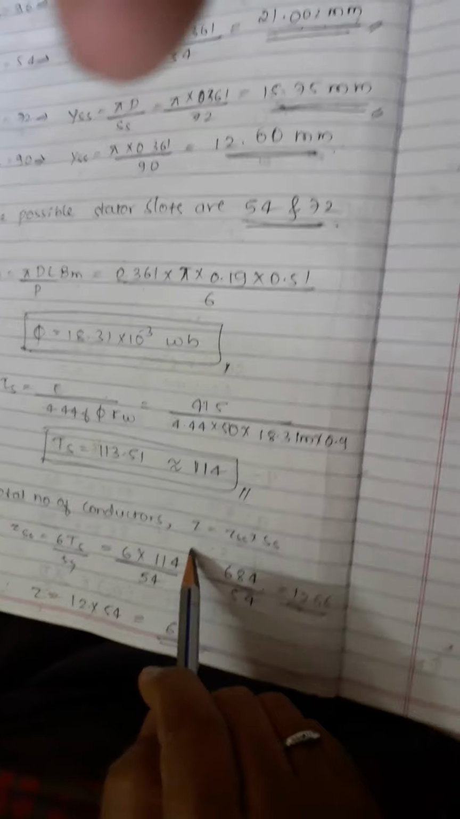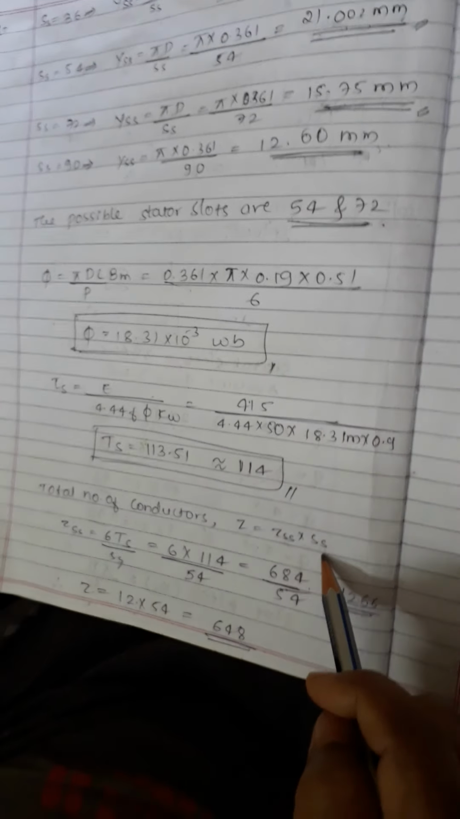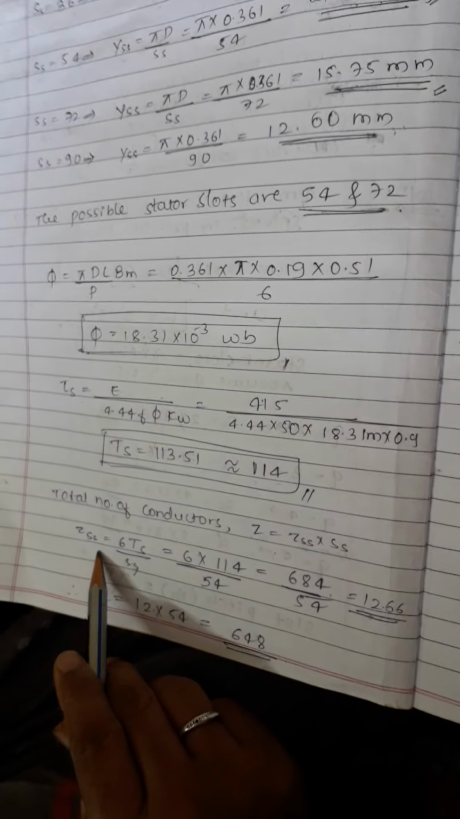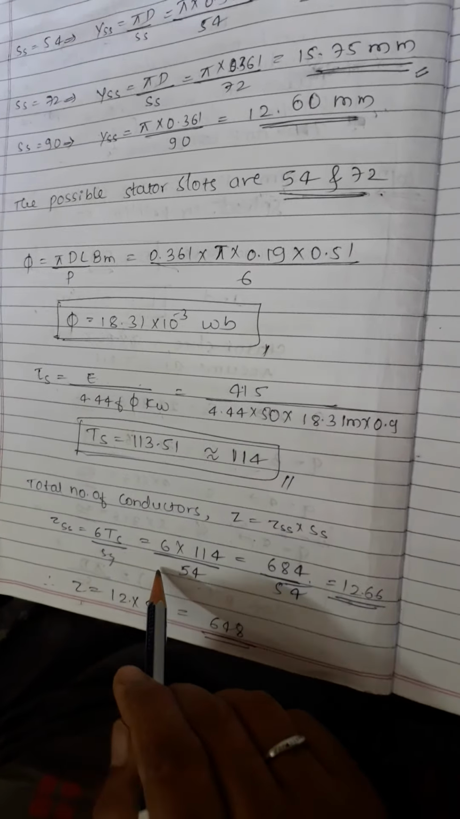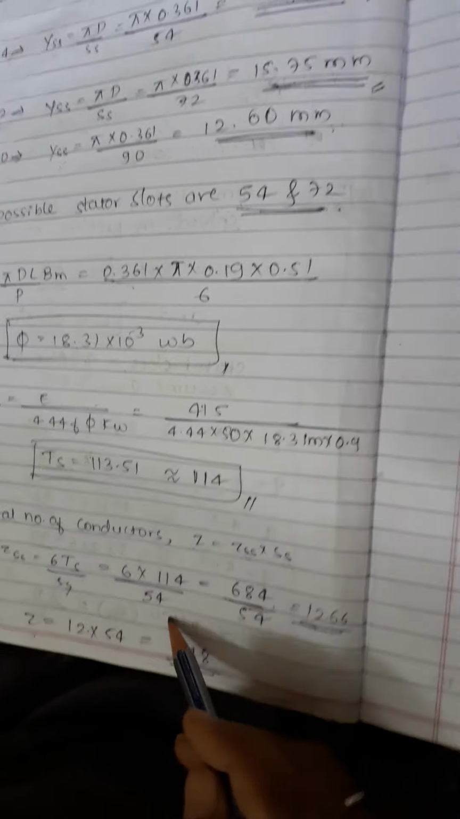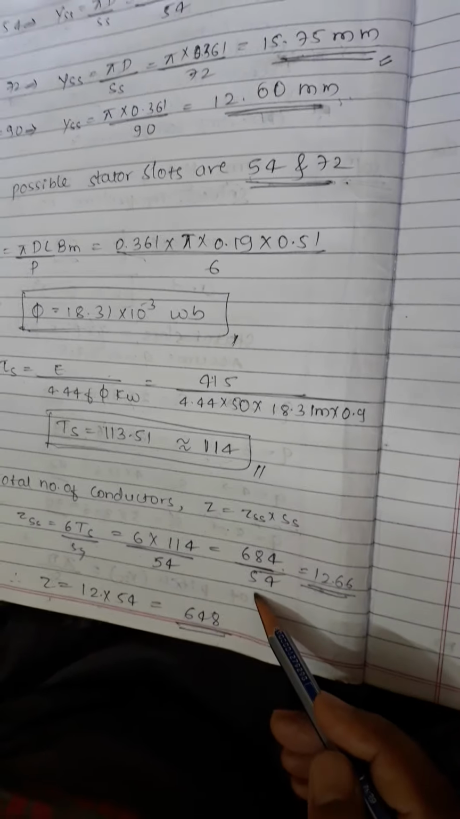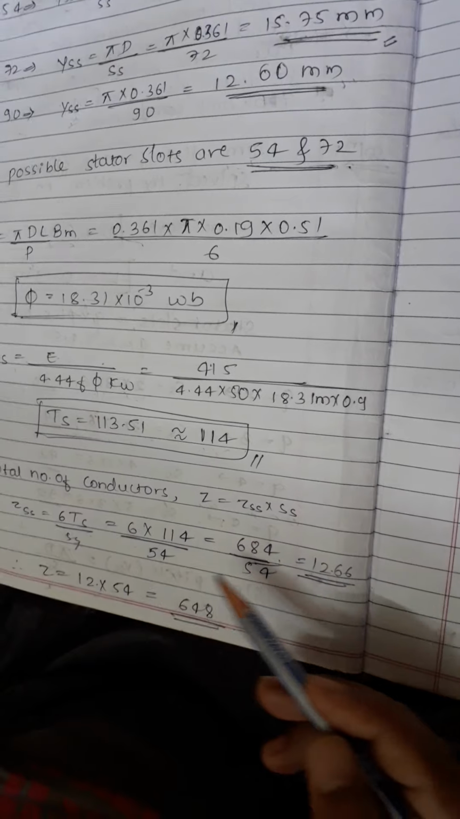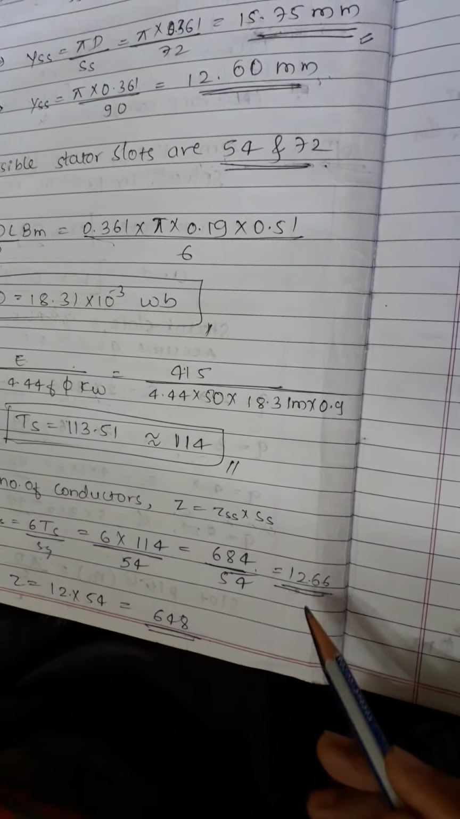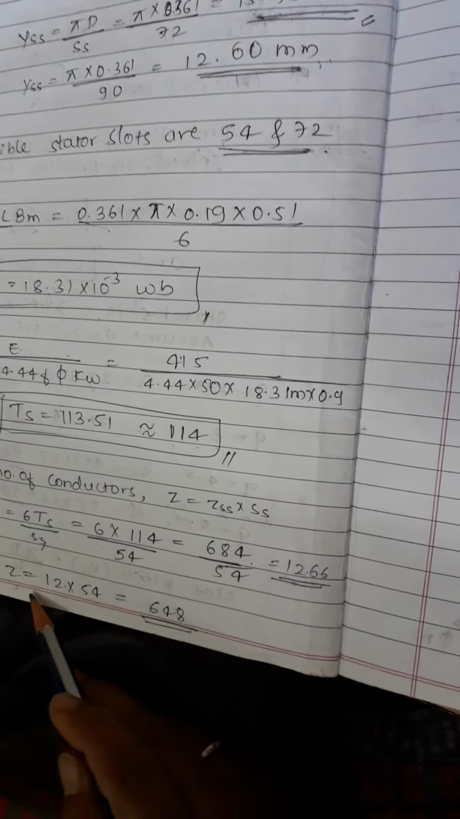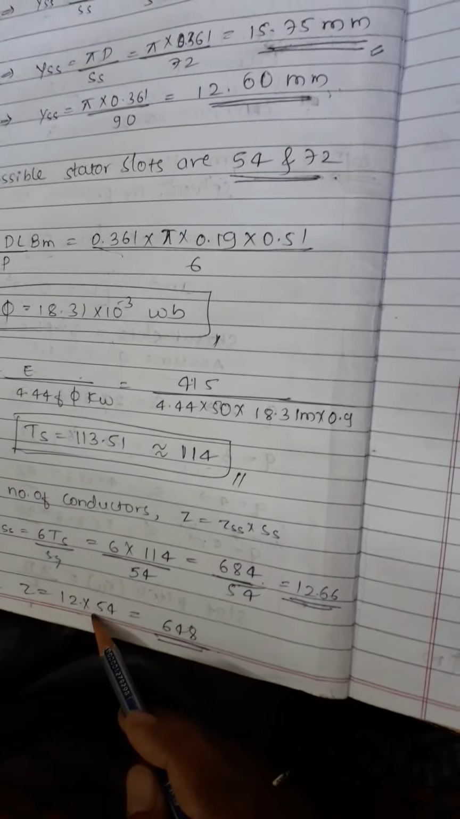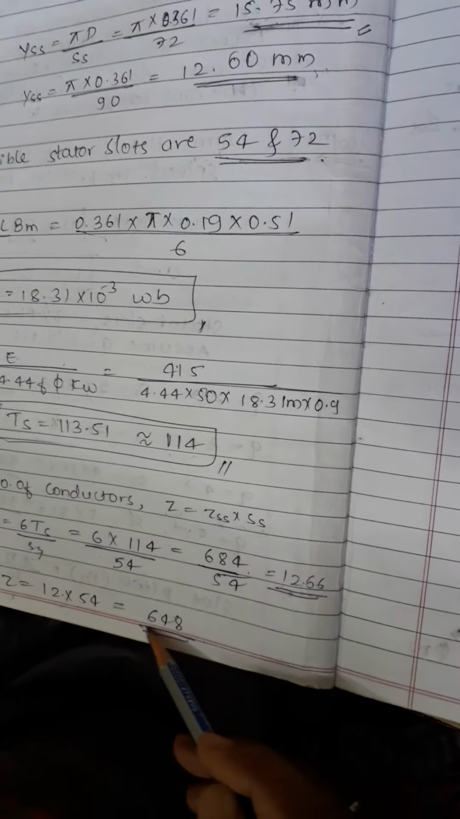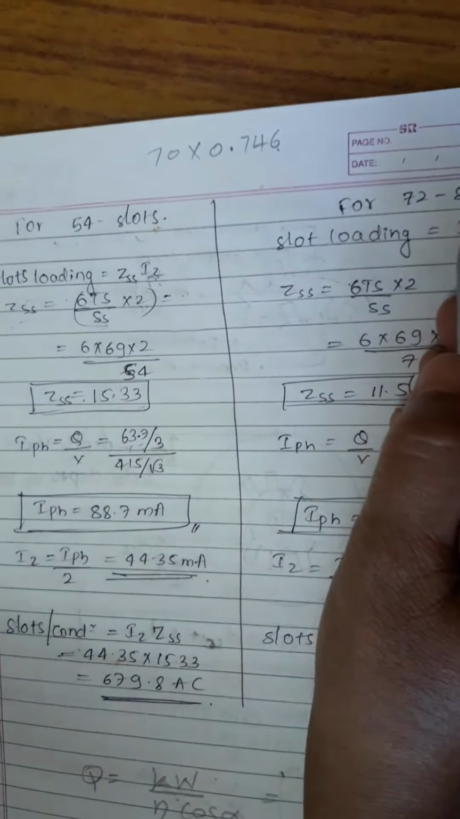Now total number of conductors Z is equal to ZSS into SS. So ZSS is 6 TS upon SS, so 6 into 114 upon 54. SS is 54. So we got 12.66, approximately we have taken 12, and with SS 54 we got 648. Now for 54 slots and for 72 slots we have to find out the slot loading.